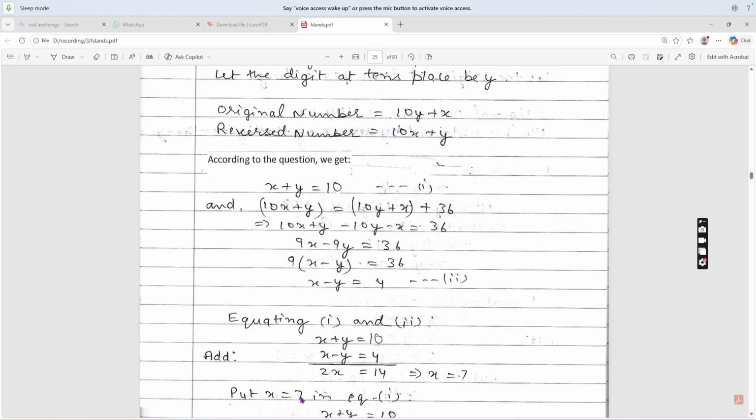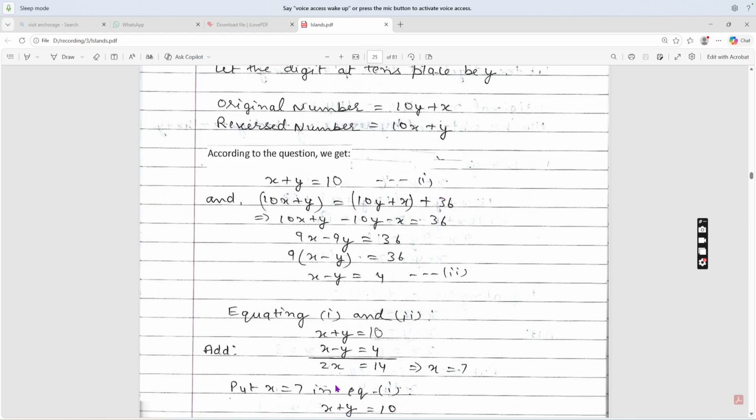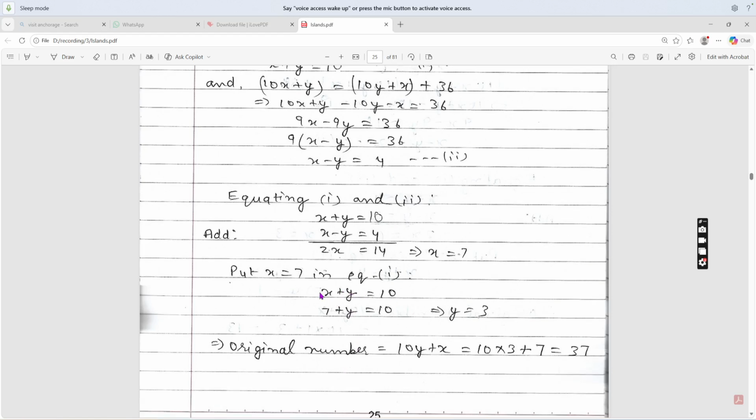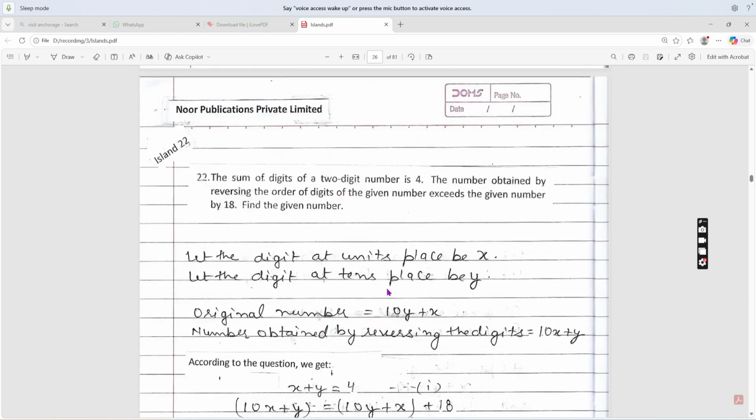Now we are going to put x is equal to 7 in equation 1. x plus y is equal to 10. So x is replaced by 7, so 7 plus y is equal to 10. So y is equal to 10 minus 7, that is equal to 3. So the original number would be 10y plus x, and x is 7 and y is 3. So 10 into 3 is 30 plus 7, that is 37. So 37 is the required number.